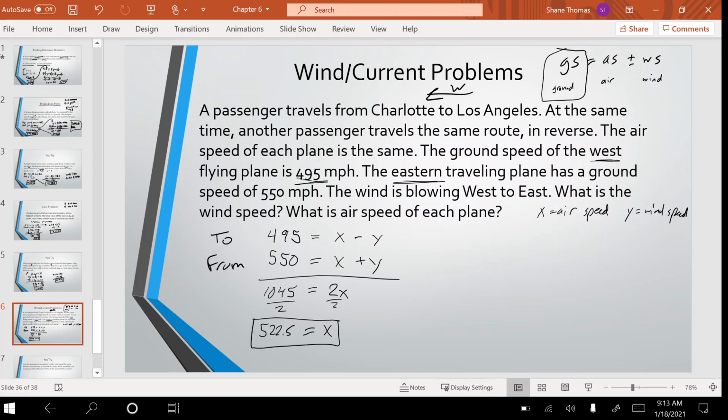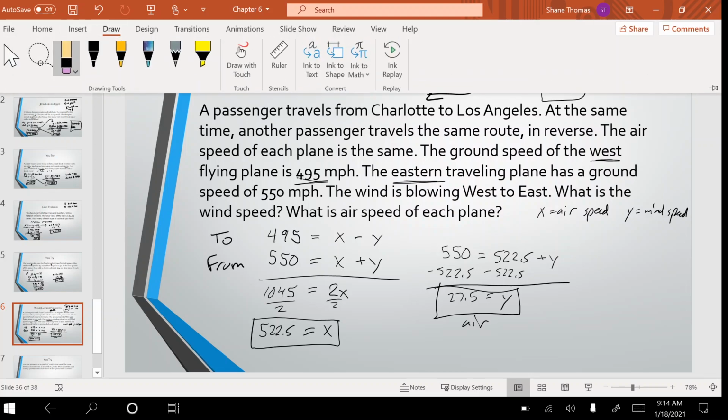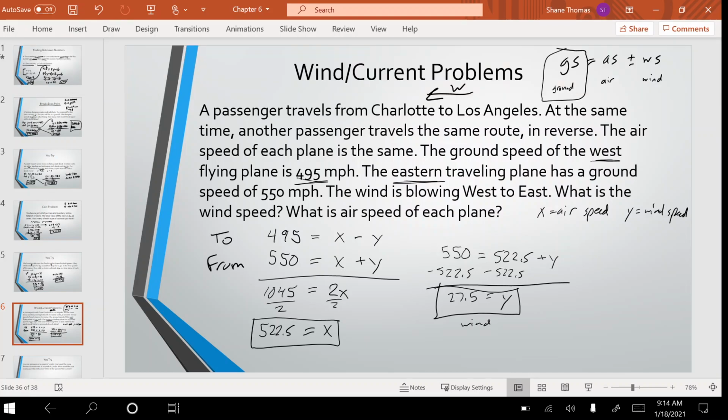Take that, plug it back into one of the originals. I'm going to plug it into the second one. So 550 equals x, which is 522 and a half, plus y. I'm going to subtract the 522 and a half from both sides. That's going to leave me with 27 and a half. So that's my wind speed. This is my airspeed.